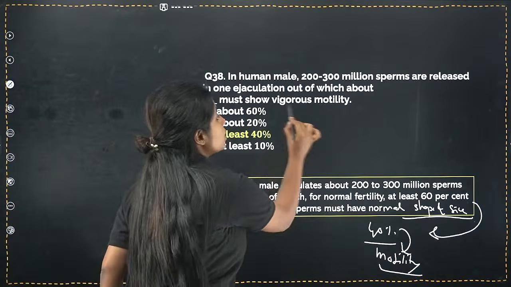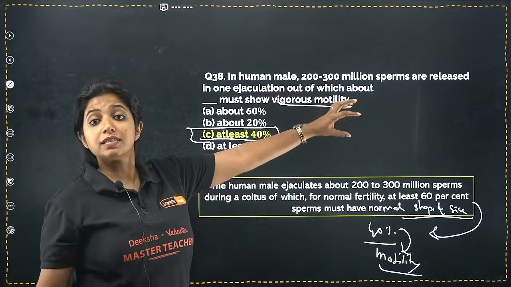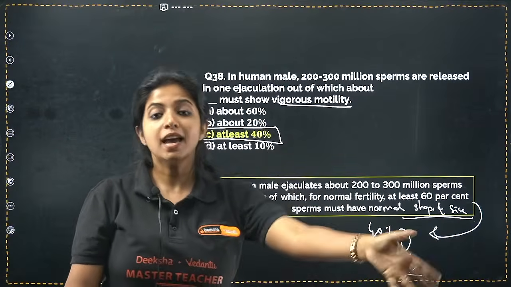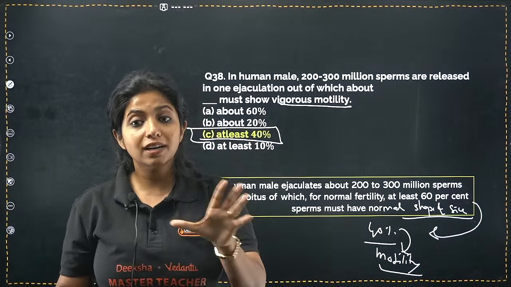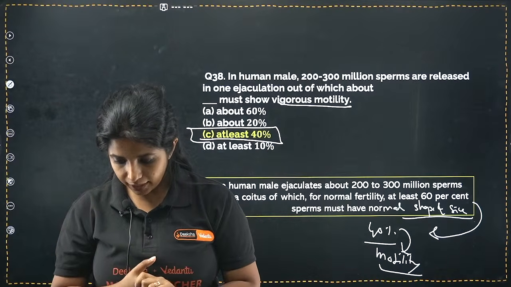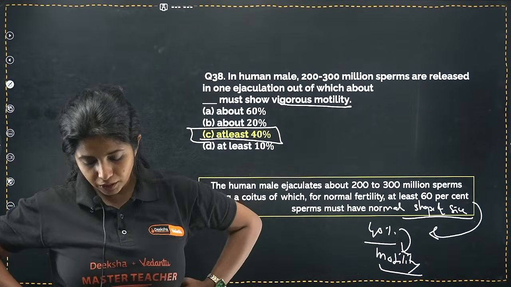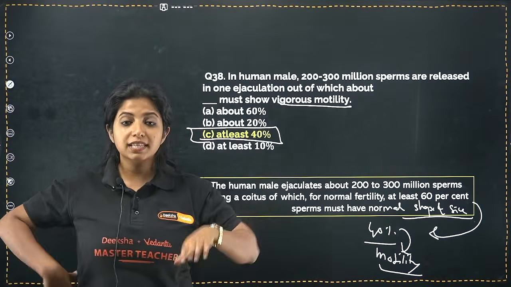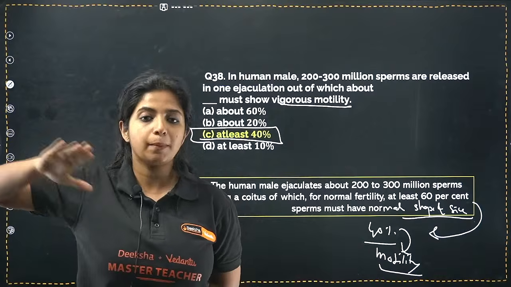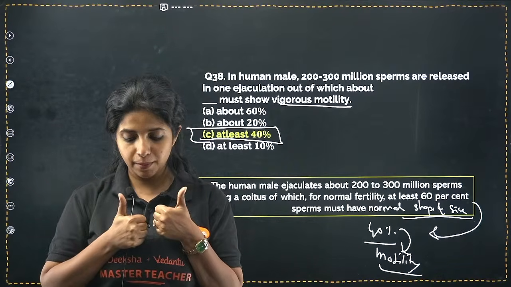You have been asked about vigorous motility, so that is why it has to be 40%. If at all you were asked about shape and size, it would have been 60%. So 60% should be having proper shape and size, and 40% out of it should be having vigorous motility. Will you be able to remember this? This is a very important thing. It's given in the same paragraph where sperm is described. If it's clear, everyone give me thumbs up quickly.